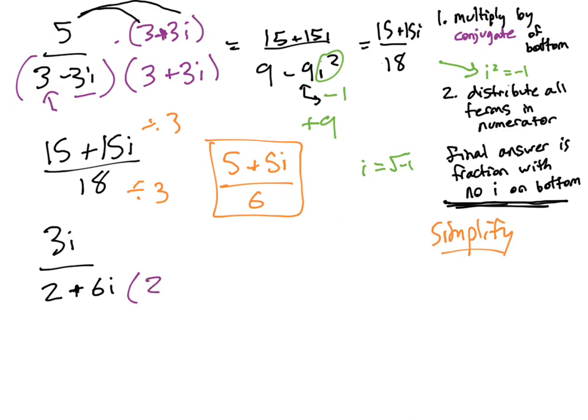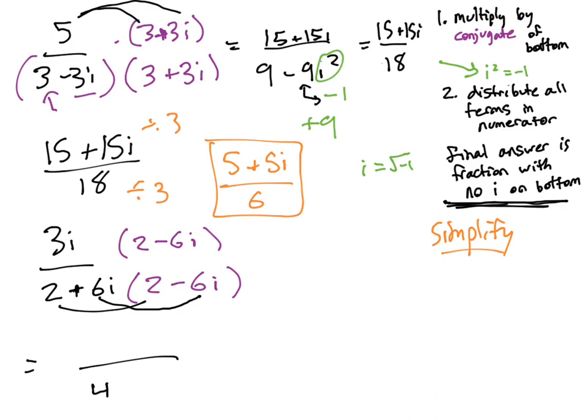In this next example, we'll multiply times 2 minus 6i in the numerator and denominator. In the denominator, 2 times 2 is 4, and 6 times negative 6i is negative 36i squared, but of course i squared is equal to negative 1, and negative 36 times negative 1 is positive 36. So our denominator is 4 plus 36, or 40.